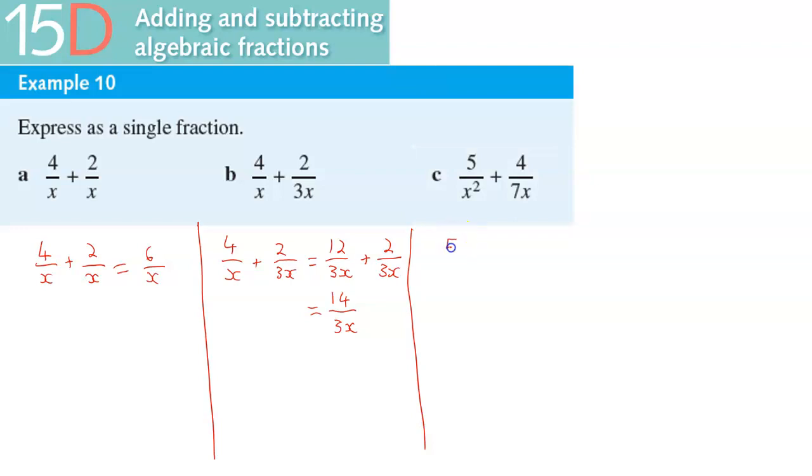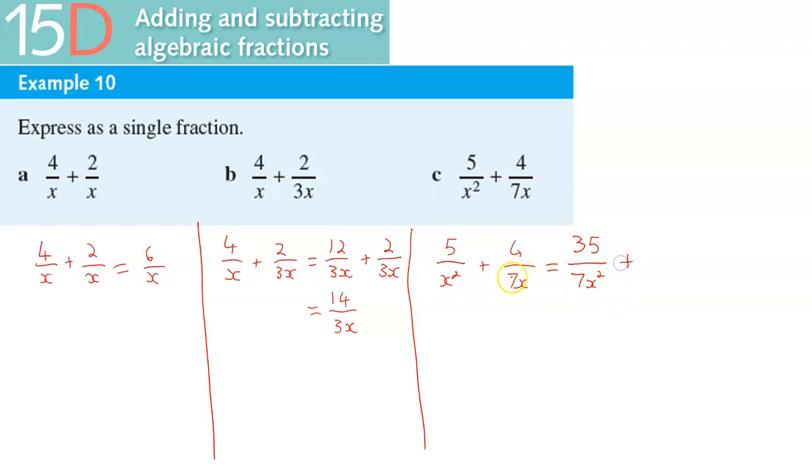Here, again, I have different denominators, so I'm going to have to multiply both of them this time. I could multiply this by x squared and this by 7x, but they share a common factor of x, so I don't need to do that. I can multiply this denominator by 7 to get 7x squared. Because I've multiplied the denominator by 7, I need to remember to multiply the numerator by 7.